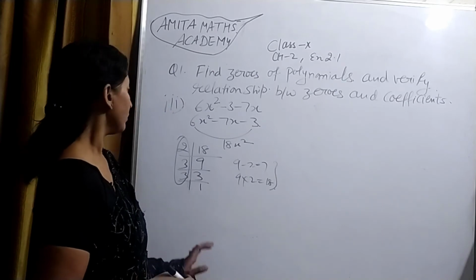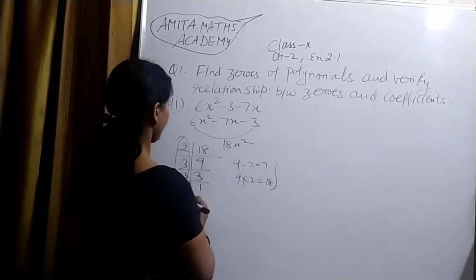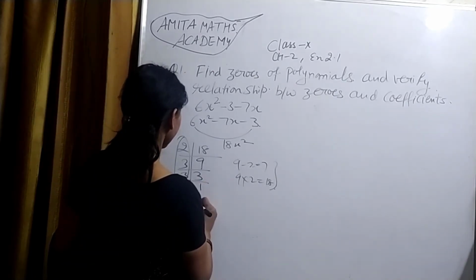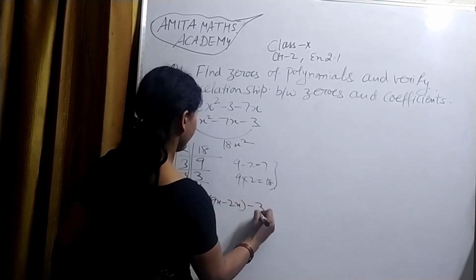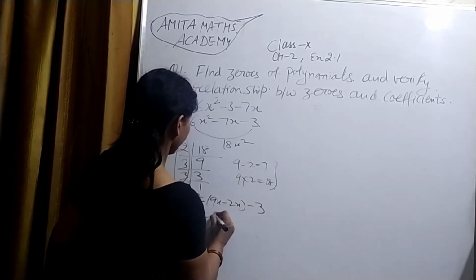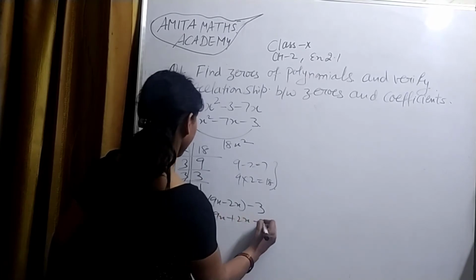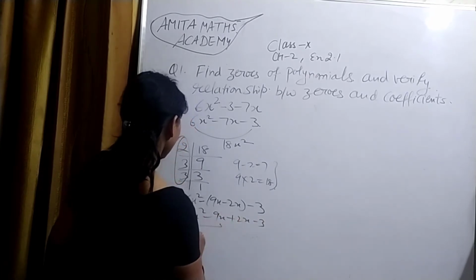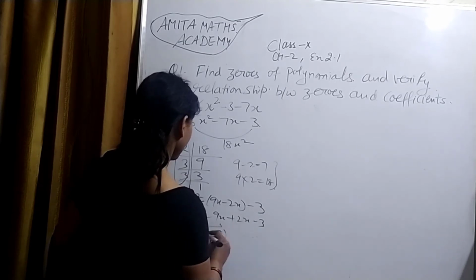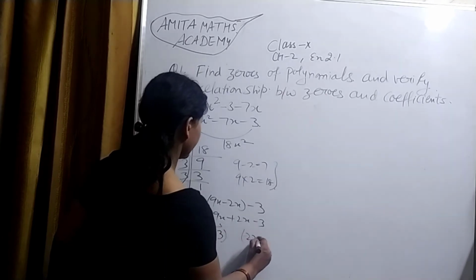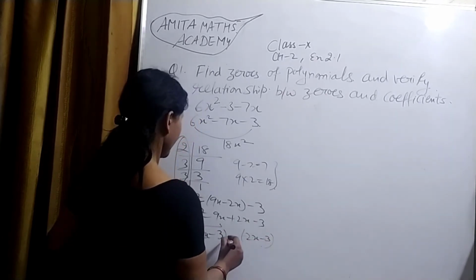Now, factorize this: 6x square minus 9x plus 2x minus 3, which is 6x square minus 9x plus 2x minus 3. Take the common factor: 3x will be the common. 3 times 3 is 9. 2x minus 3 is the same factor, put it here.